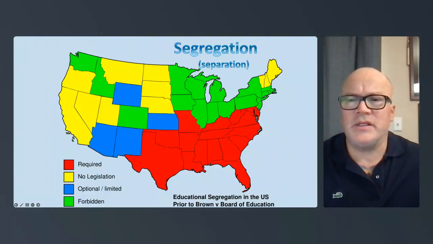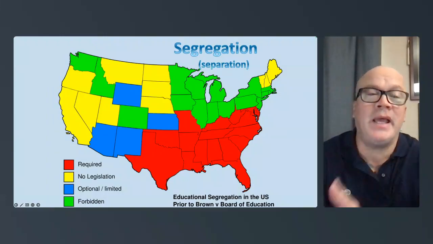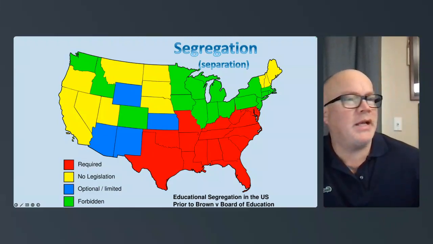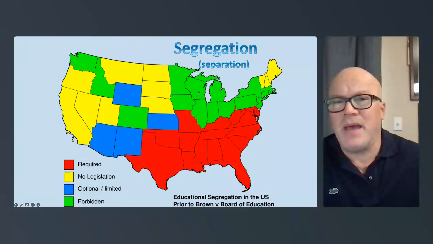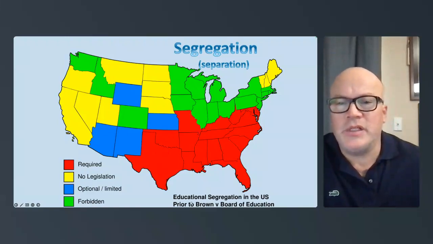We're going to look at this segregation as African Americans across the country saw firsthand the impact of segregated and inferior educational practices on black students. Look at this map here. Educational segregation in the U.S. prior to Brown versus Board of Education. You have required, no legislation, optional, limited, forbidden. See right here, you can see the disparities in the map.